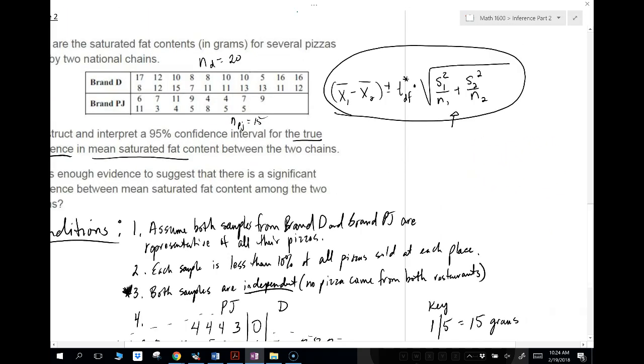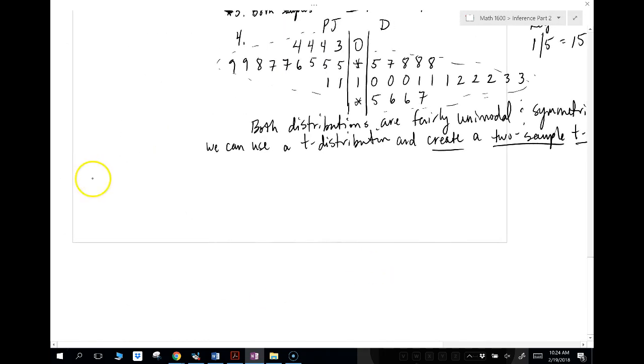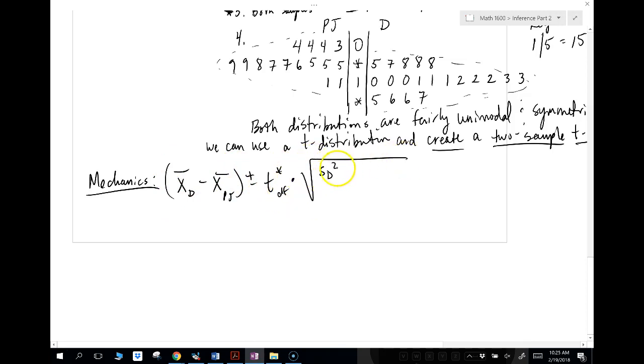Now we need the summary statistics for this. We're going to need our standard deviation, our x-bar, and some sort of t star and degrees of freedom. So here's what we're going to do. In our mechanics, we're basically going to write in x̄D minus x̄PJ, plus or minus t star with degrees of freedom, times the square root of sD squared over nD plus sPJ squared over nPJ. And we're going to just write this stuff in.